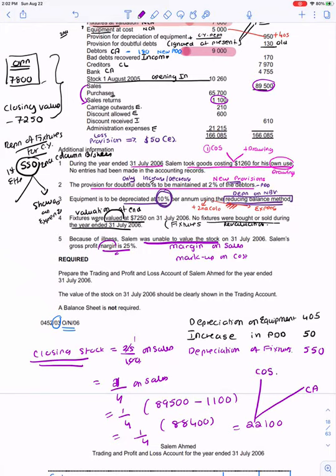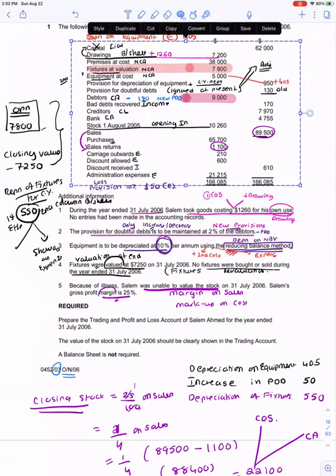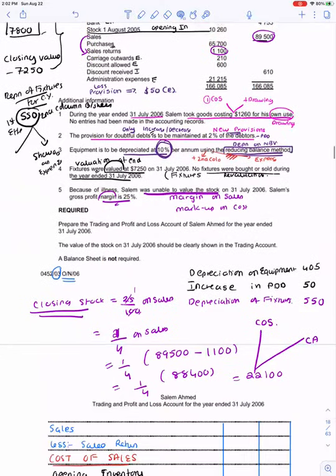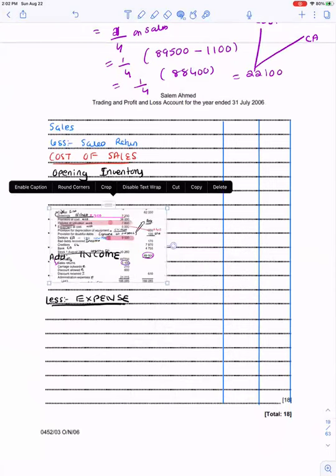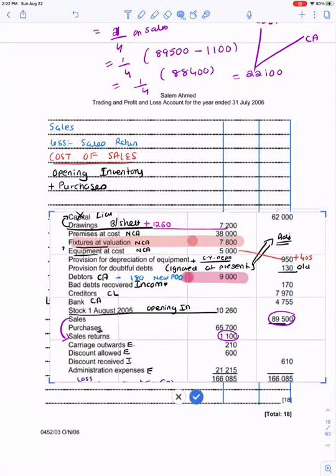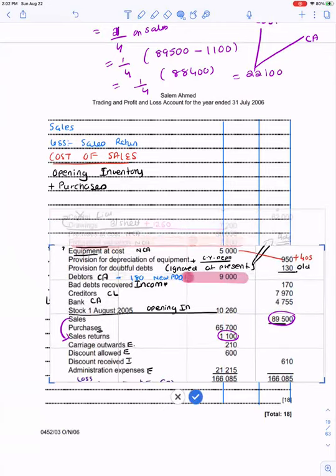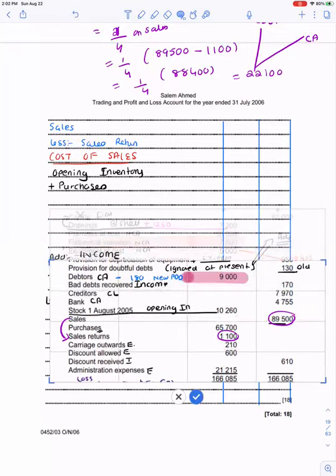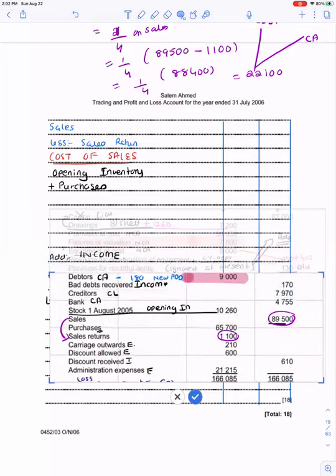Okay, now keeping this in mind, let's start solving this sum. I will just crop this sum as much as we need to prepare our trading and profit and loss account. Please see, we don't need the capital, the drawings, the premises, fixtures, equipment, provision for doubtful debts, depreciation, or debtors.